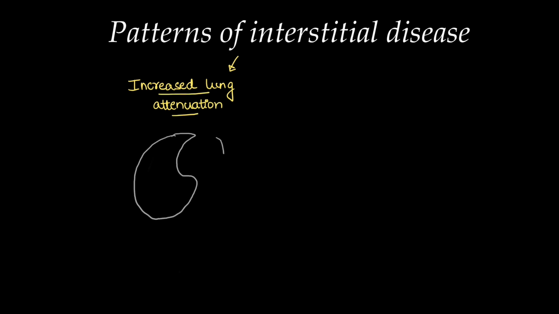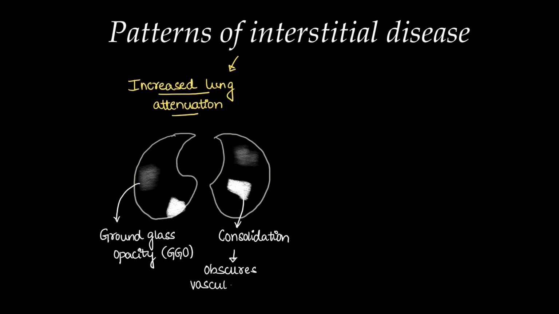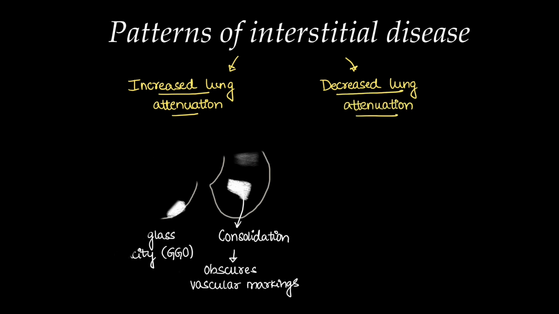So what all patterns can the interstitial lung disease present with? It can present with lesions which have increased lung attenuation, like ground glass opacities, also known as GGOs, and consolidations. The difference between ground glass and consolidation is that consolidation has obscured vascular markings and GGOs can show vascular markings through it. Then there are lesions with decreased lung attenuation.